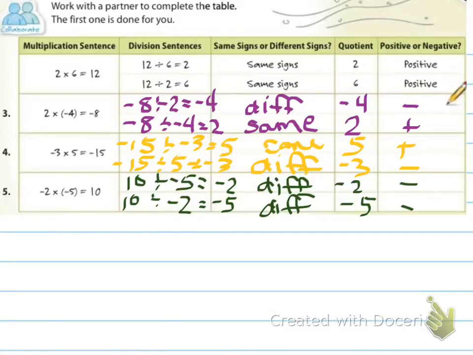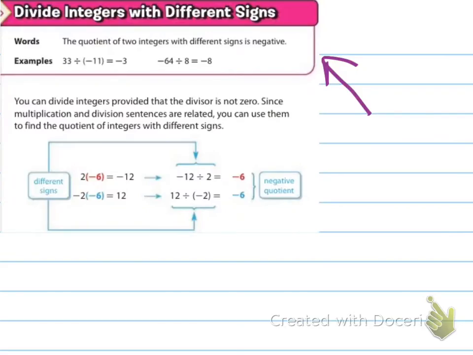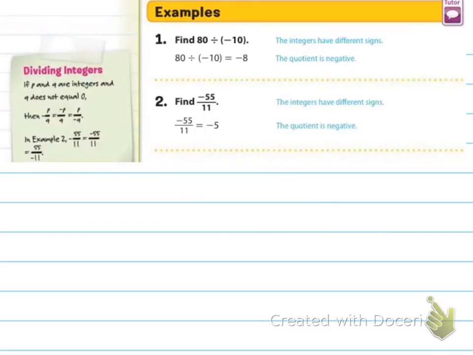Alright, so what you might notice here is that different signs you're going to have a negative, and same signs you're going to have a positive. Doesn't that seem pretty familiar? Basically, dividing integers is the same exact thing as multiplying integers, and I could really stop the video right now and end it there. But you can write down the examples here, different signs. Do the example 1 and 2.